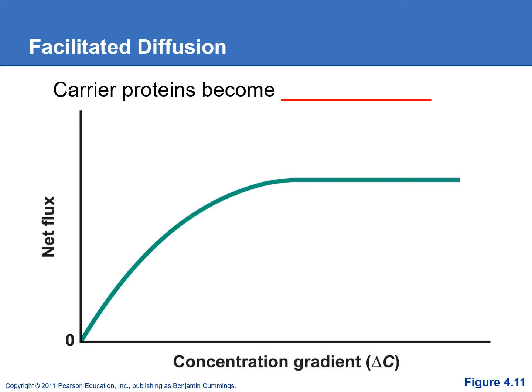So simple diffusion, that line would not level off like this. It would just keep going straight up. Okay, because in simple diffusion, you're not using any type of transport protein, so there's nothing to become saturated.